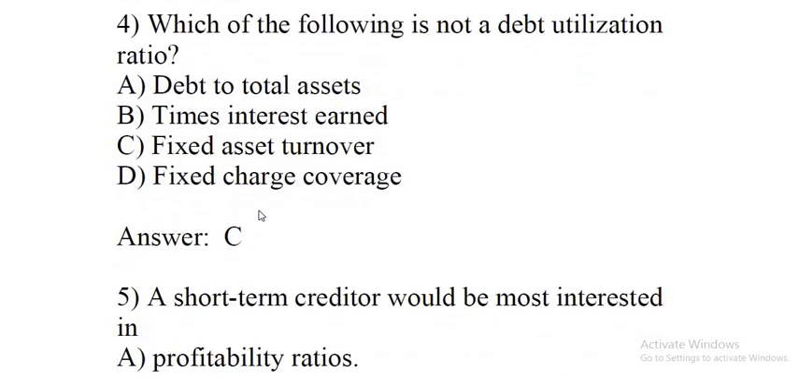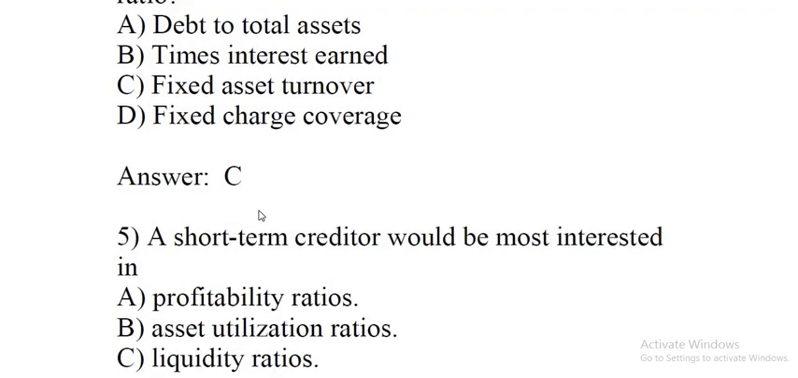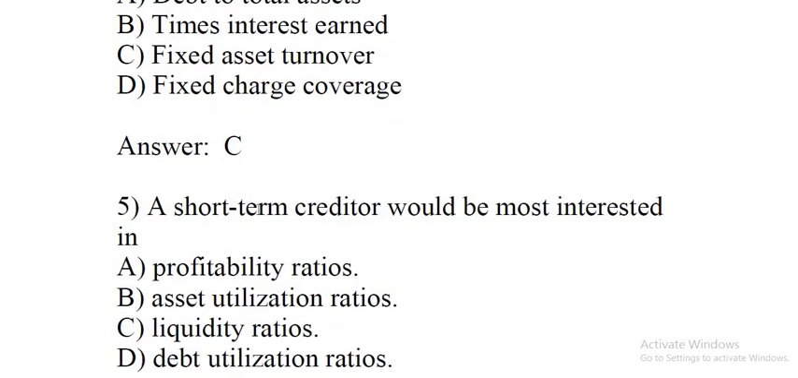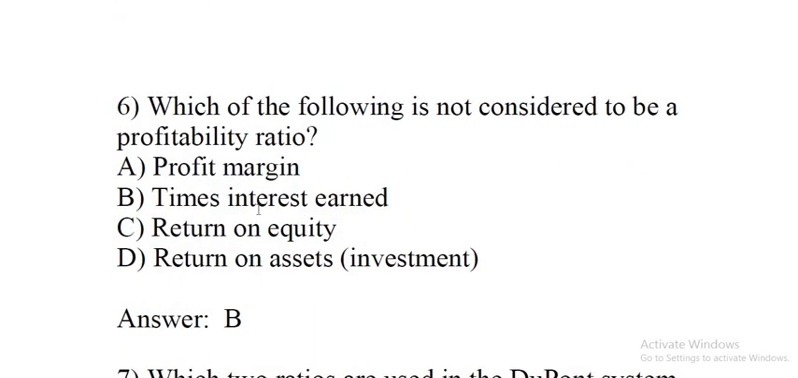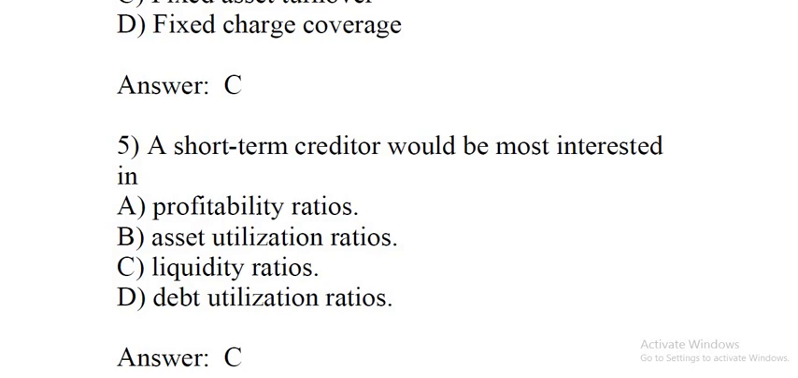Fifth question, a short-term creditor would be most interested in. Here, the focus of creditors. A. Profitability ratios. B. Asset utilization ratios. C. Liquidity ratios. Or D. Debt utilization ratios. The answer is C. Liquidity ratios. We said earlier, the focus of creditors is on debt utilization ratios.